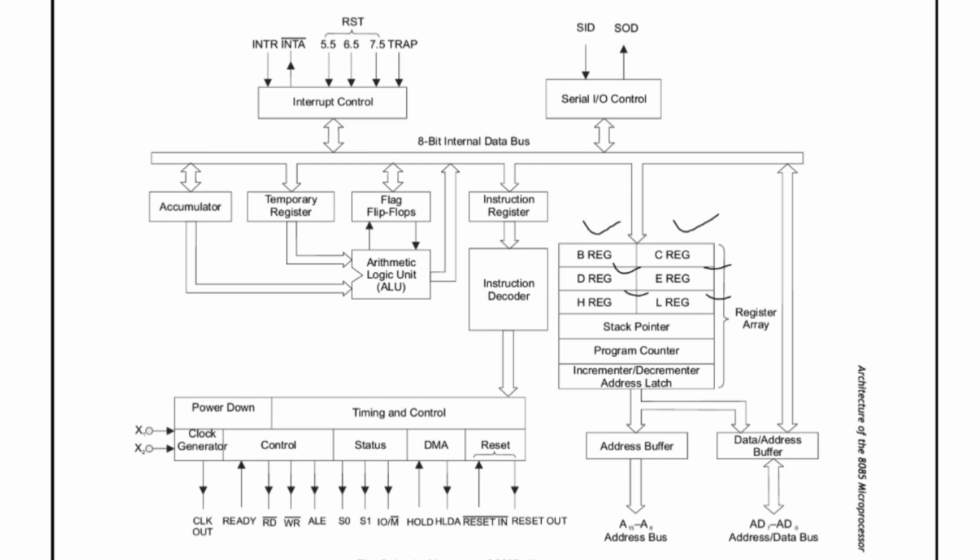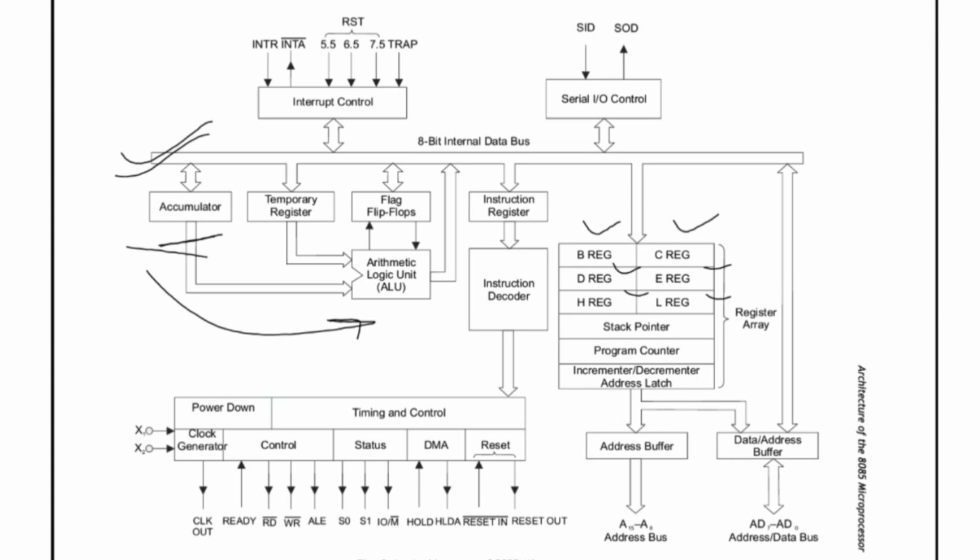So the functional unit of 8085 microprocessor consists of the accumulator. You can see here the accumulator. Accumulator is an 8-bit register used to perform arithmetic logic operations, and it is internally connected to the internal data bus and ALU.